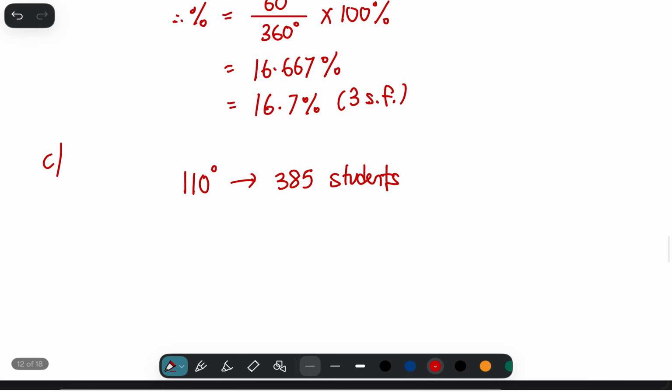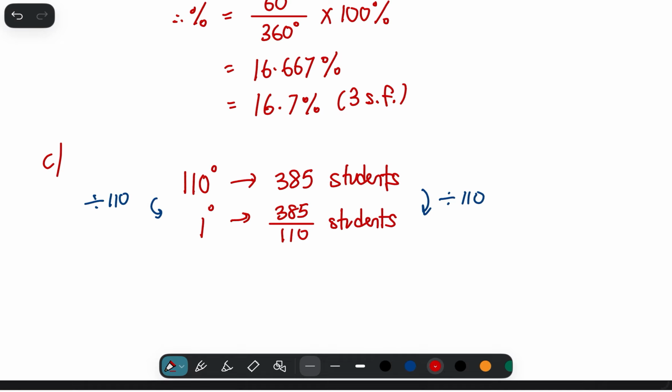So this means that to find 1 degree, I have to divide both sides by 110. Okay, so over here, this is 385 divided by 110 students.